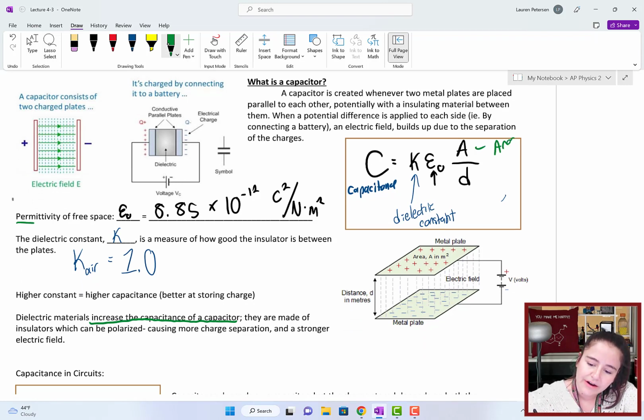A will be the area of a single plate, in meters squared, and D is the distance between the plates.